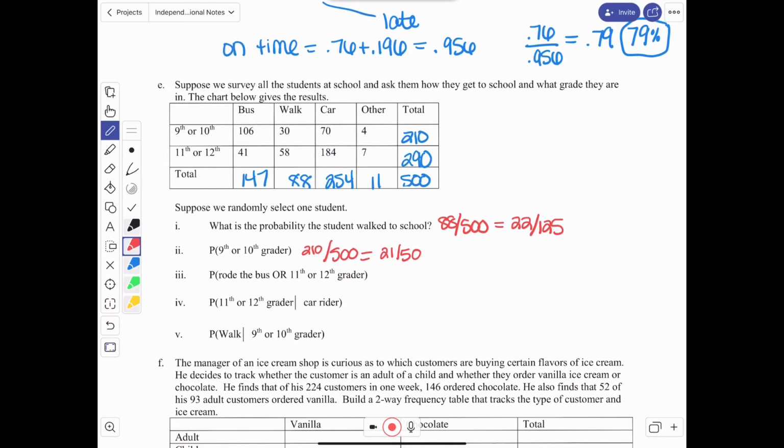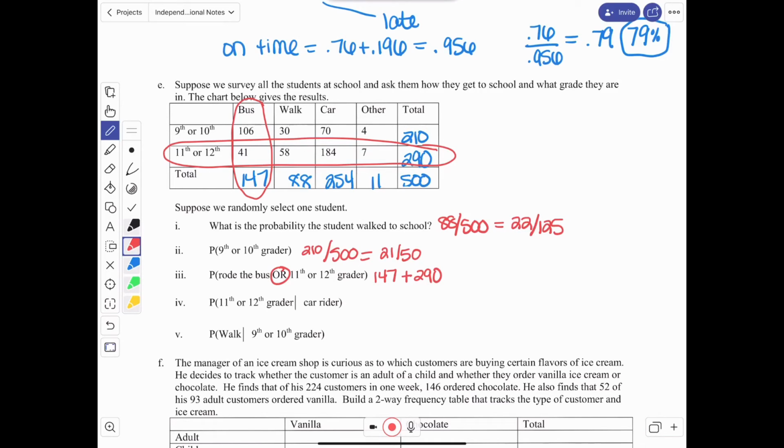Okay, so our next one, probability that they rode the bus or 11th or a 12th grader. Okay, so probability that they rode the bus, so we're looking here. Or 11th or 12th grader. Now, there is some overlap here, if you notice, okay? So, probability that they rode the bus is 147. Probability that they're an 11th or 12th grader is 290, okay?